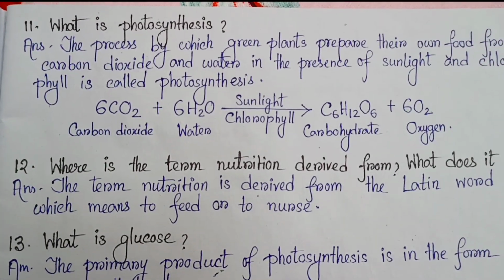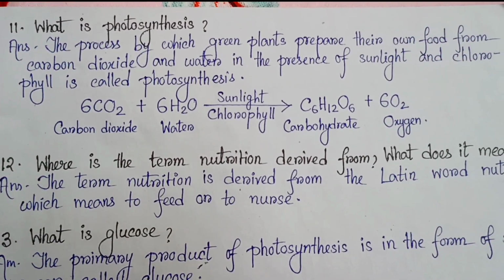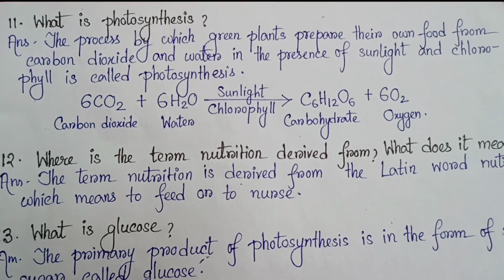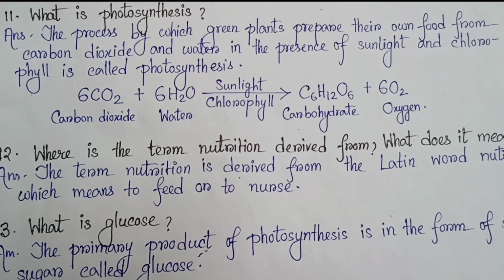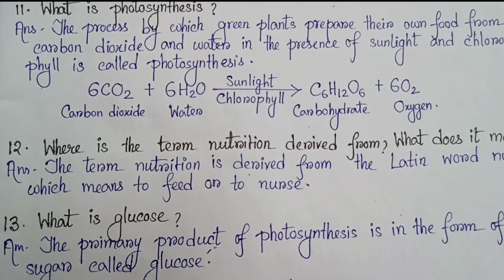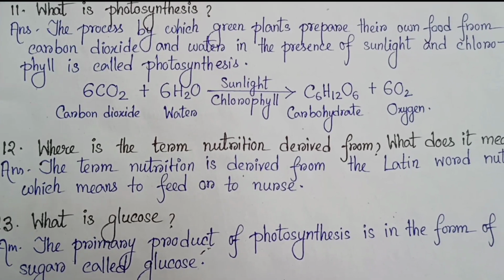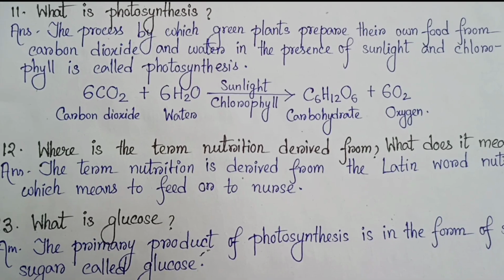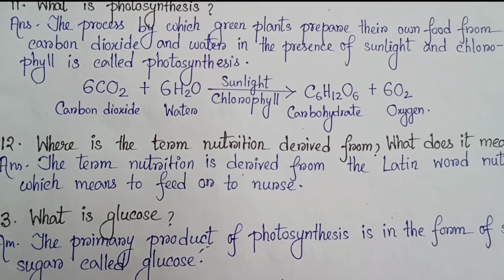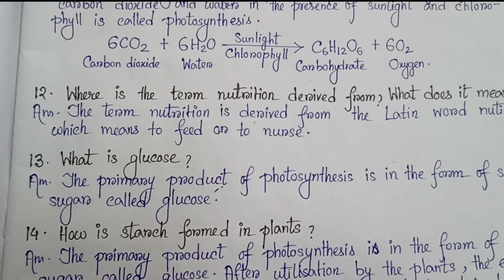Number 11. What is photosynthesis? The process by which green plants prepare their own food from carbon dioxide and water in the presence of sunlight and chlorophyll is called photosynthesis. 6CO2, that is carbon dioxide, and 6H2O water, in sunlight and chlorophyll, gives C6H12O6 plus 6O2.